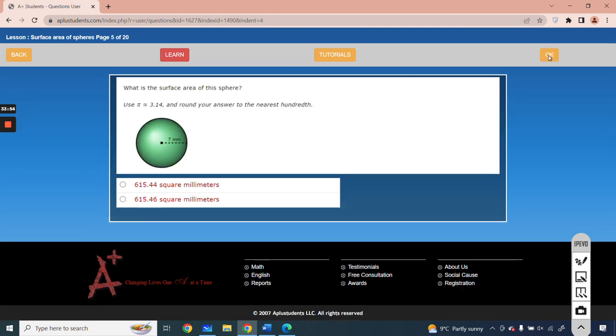Okay, what is the surface area of the sphere? You are given the radius that is 7. So which is the correct option? Just calculate the values in your notebook and let me know the answer.